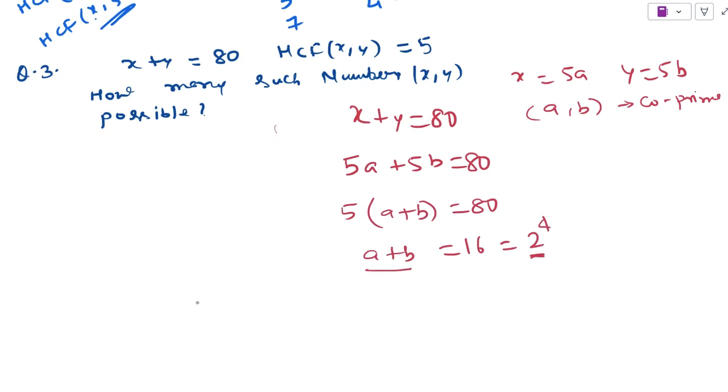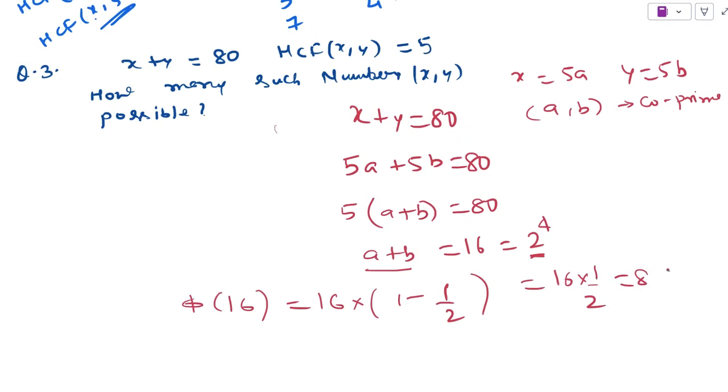So finding such cases, totient function of 16, 16 multiplied by 1 minus 1 by 2, only one prime factor. So 16 into half, 8 such cases will be there where you will have a and b as co-prime in this case. So that is our answer.